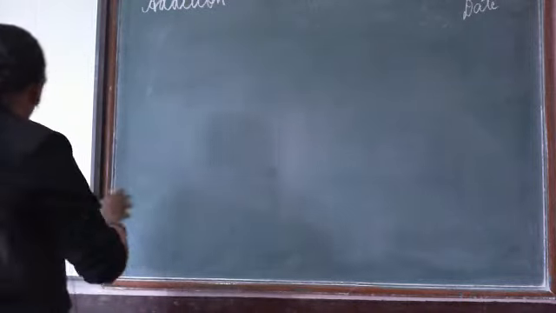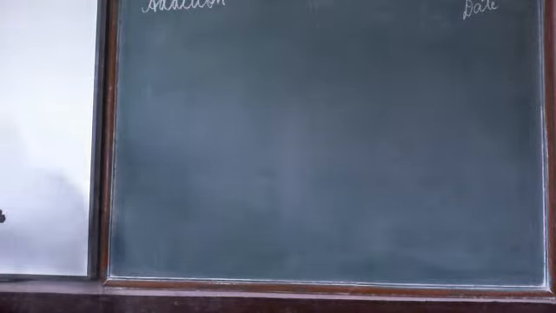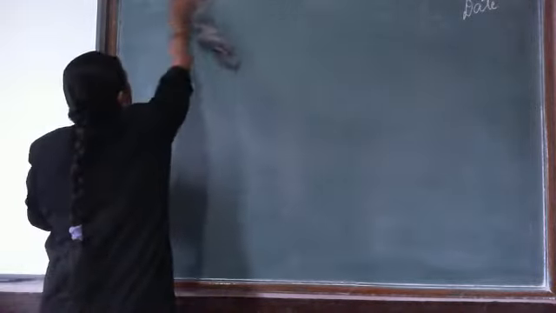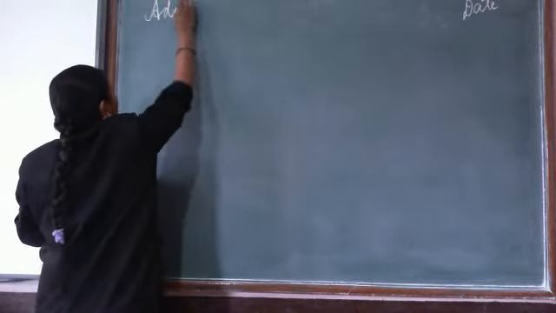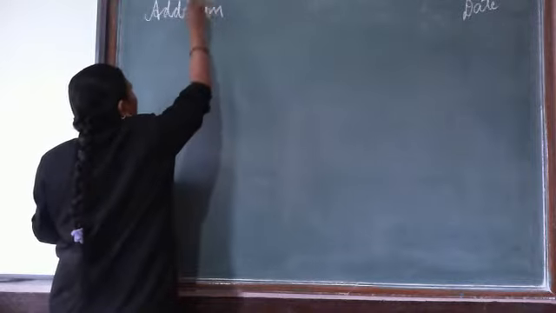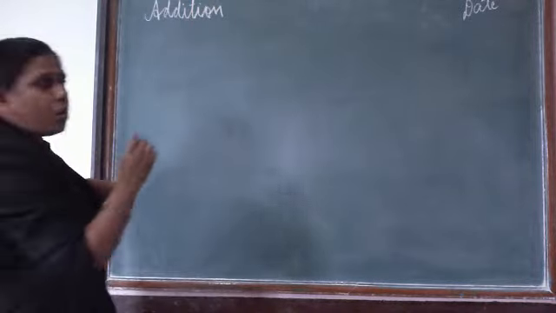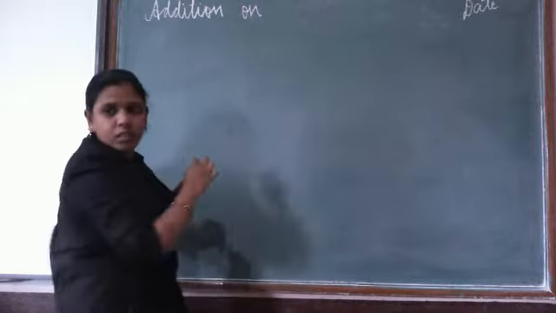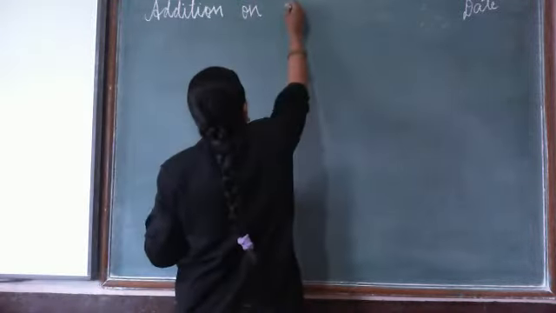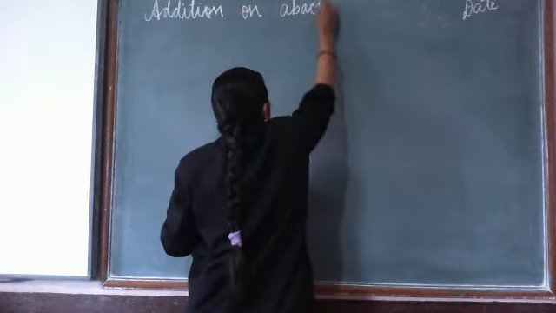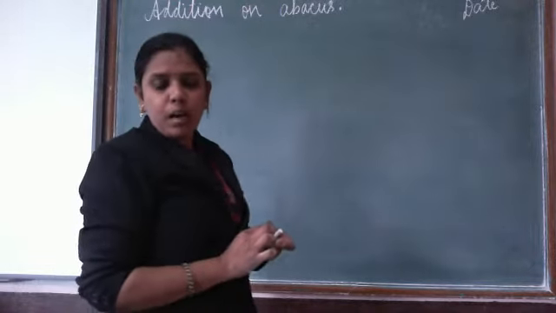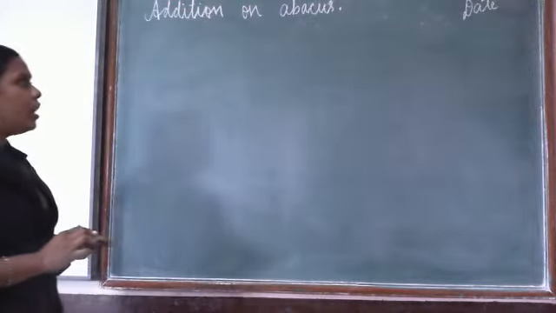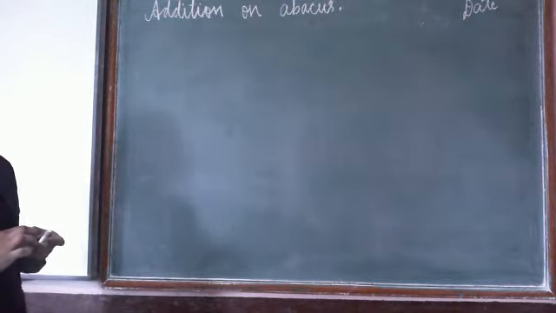Oh, wait beta, I am writing a little bit down because it is not visible. Now our board is smaller, so addition on abacus. Abacus. Full stop. Write the question: Addition on abacus.